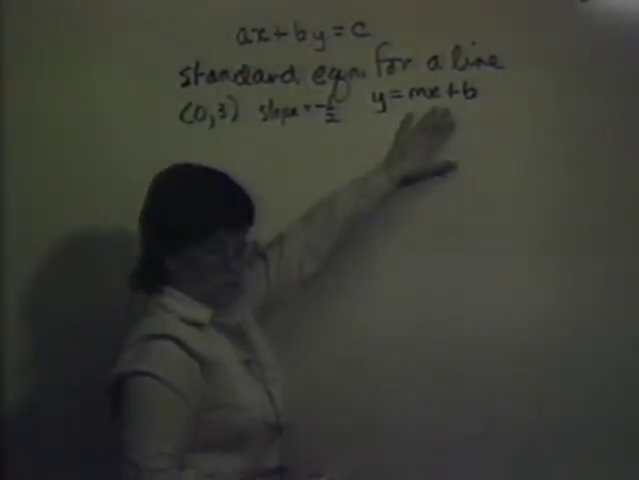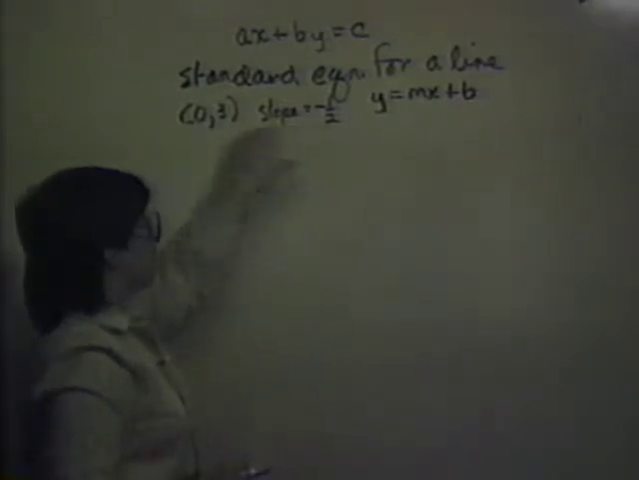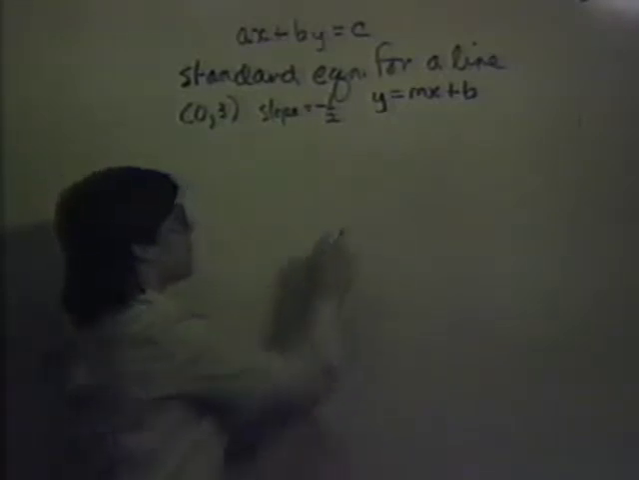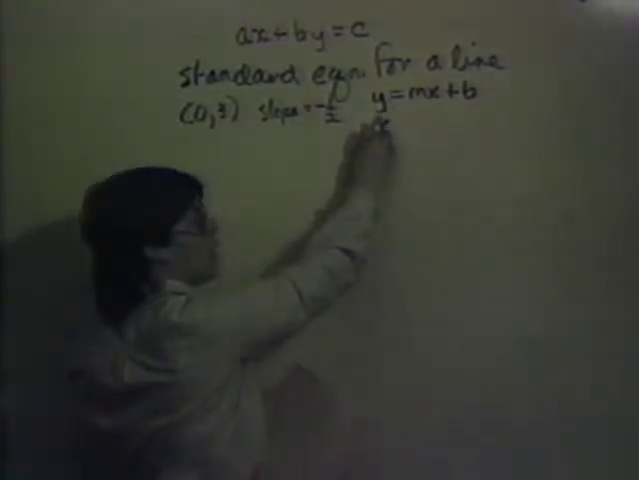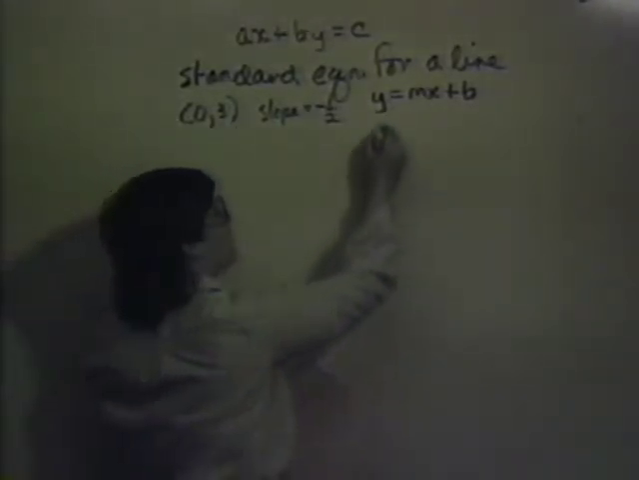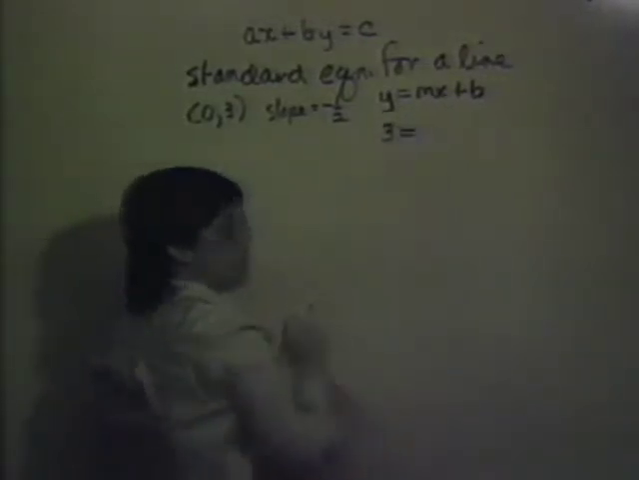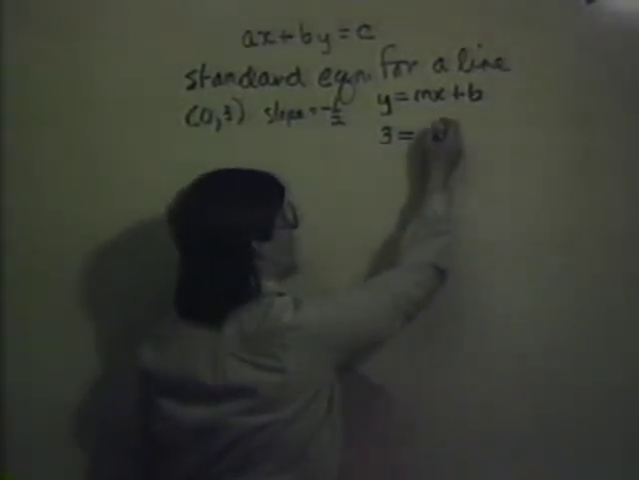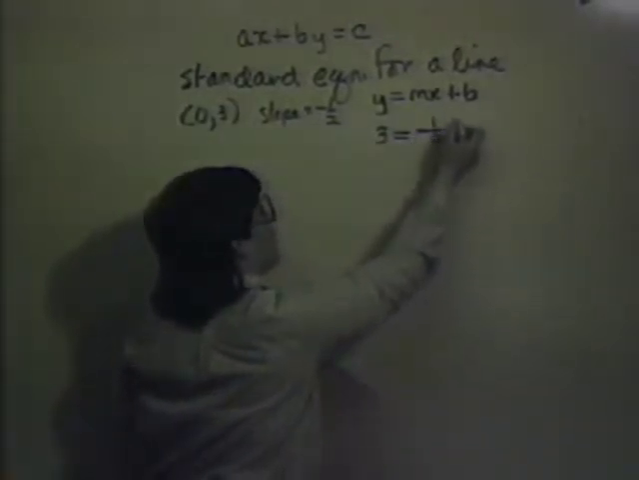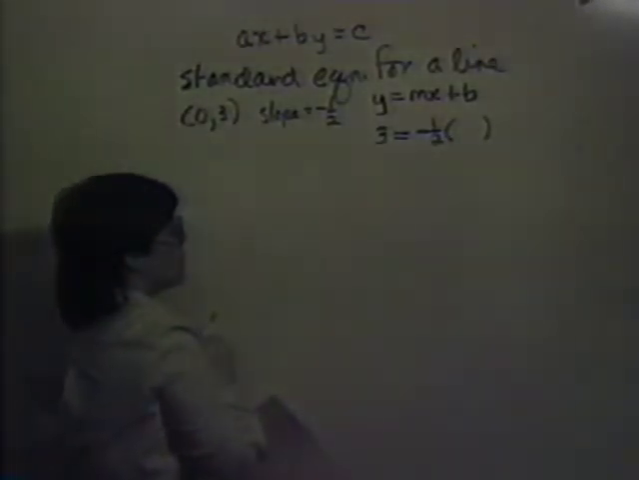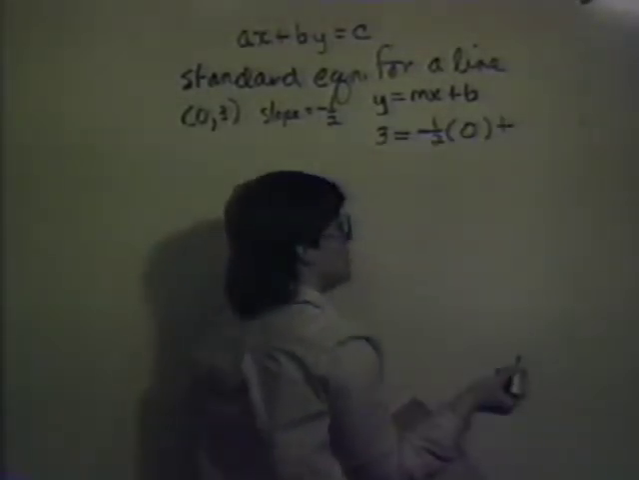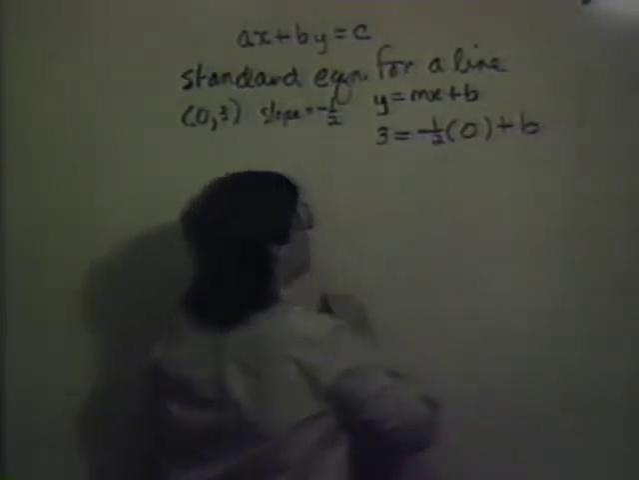This is just a formula. But if we want to make it in terms of our line, what do we need to do to it? Substitute it in. Okay, what can I substitute for y? 3. Right, the y coordinate of our point. What can I put in for m, which means slope? -1/2. Great. Now, what can I put in here for x? 0. Right, 0. Now I'm going to have plus b. Do I know what b is yet? No. Not yet. We have to solve for that, don't we?